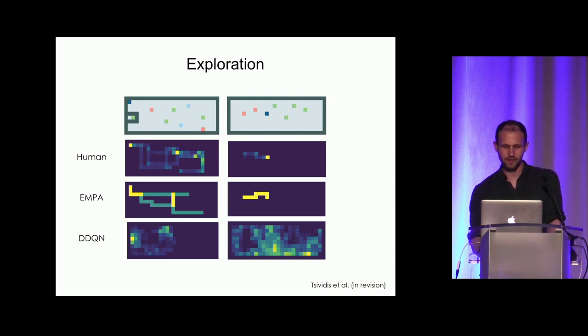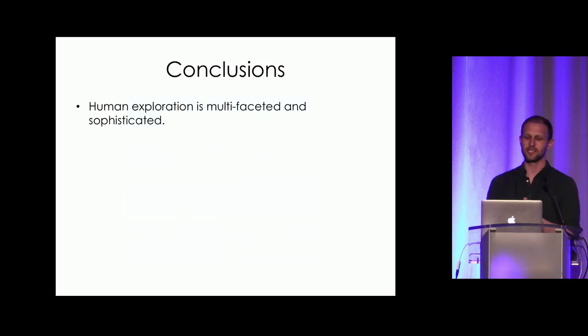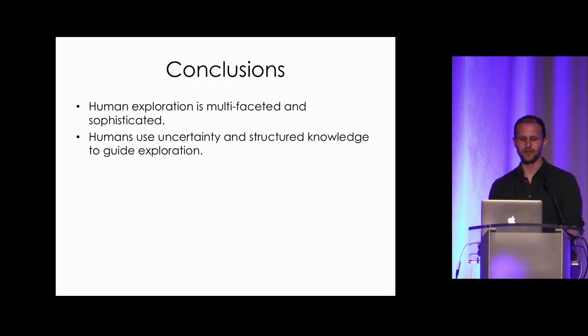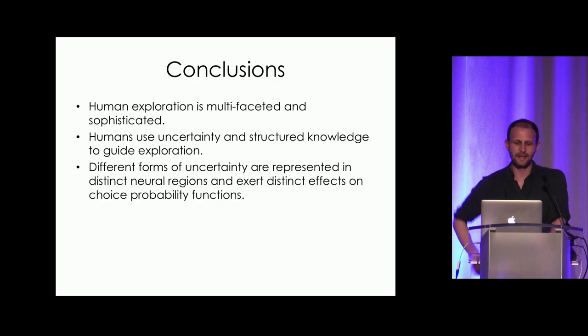Okay, so I'm going to wrap up and leave time for questions. The key takeaway here is that human exploration is multifaceted and sophisticated. In particular, I've tried to argue that humans use uncertainty as well as structured knowledge to guide exploration, and that different forms of uncertainty are represented in distinct neural regions and they exert different effects on choice probability functions. So we can quantify the differential roles of different forms of uncertainty as well as different forms of structured knowledge, like object-oriented exploration bonuses.